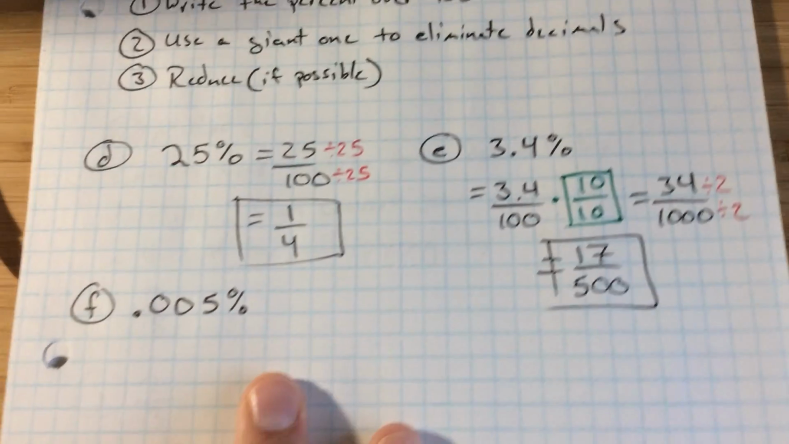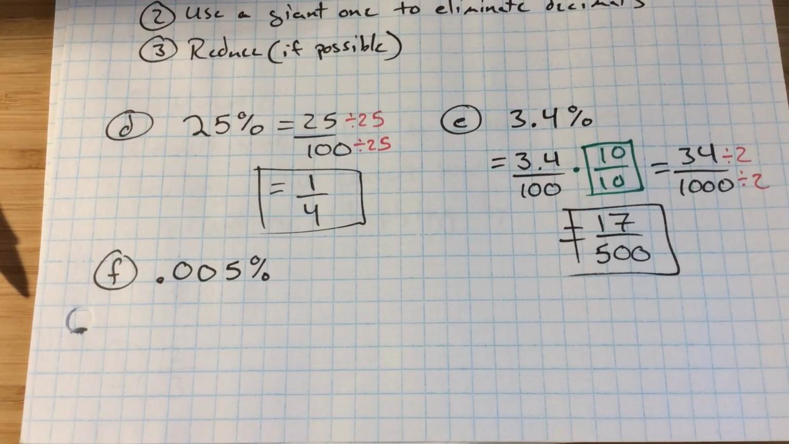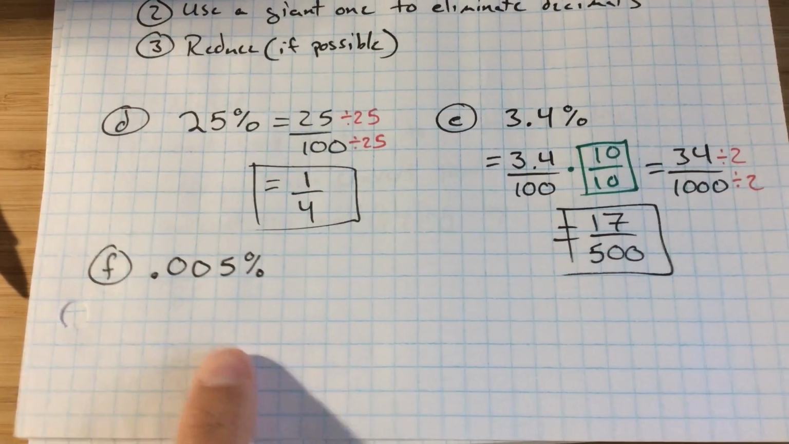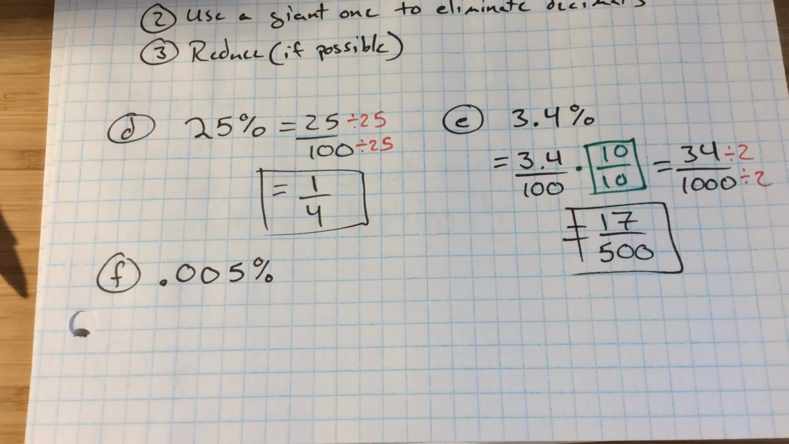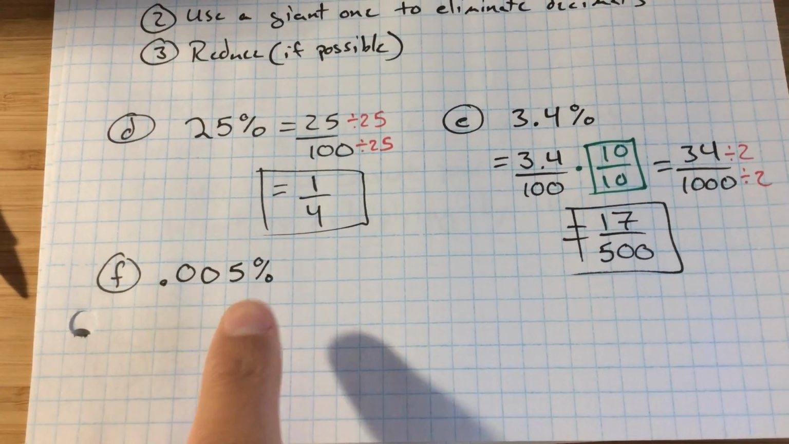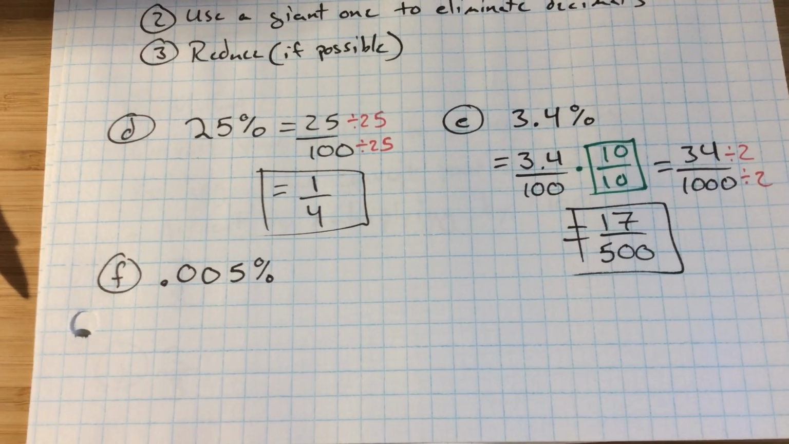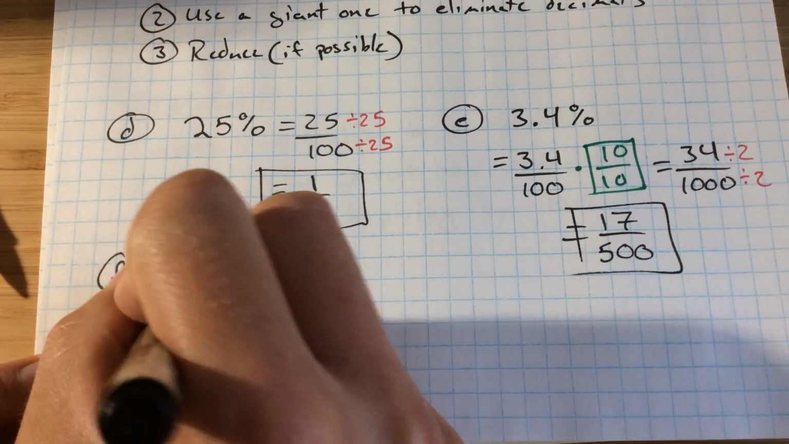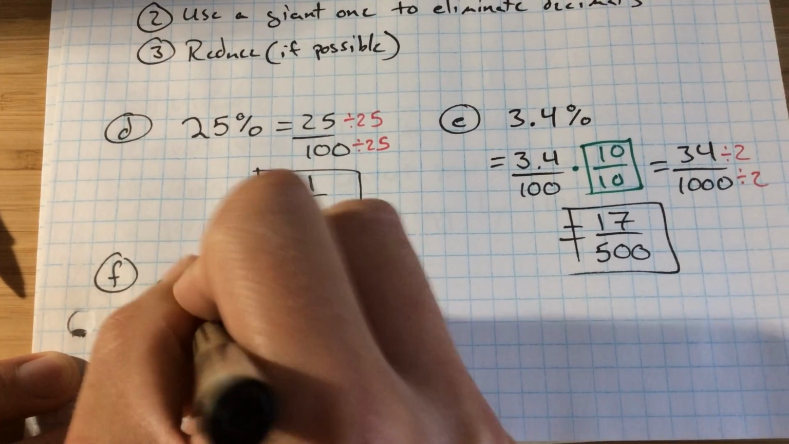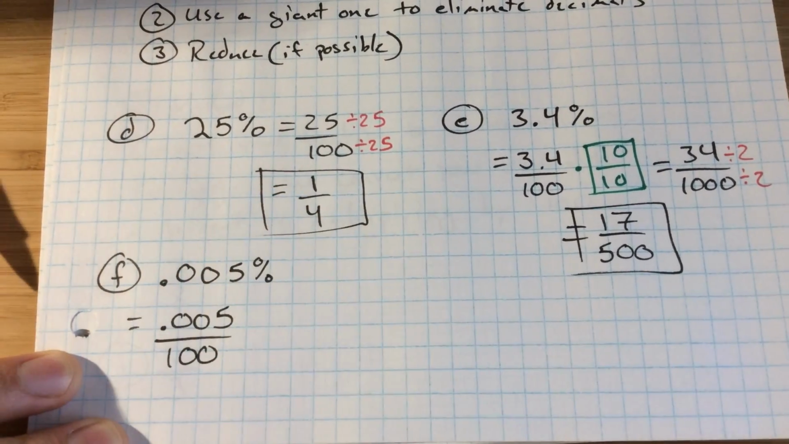All right, here's another one here. Letter F, it's a lot of decimal in a percent. That was a little clunky the way I said that. But we have 0.005%. Or if we go back and we use our place value, we would say this as 5/1000ths of a percent. So remember to write exactly what the percent says over 100.